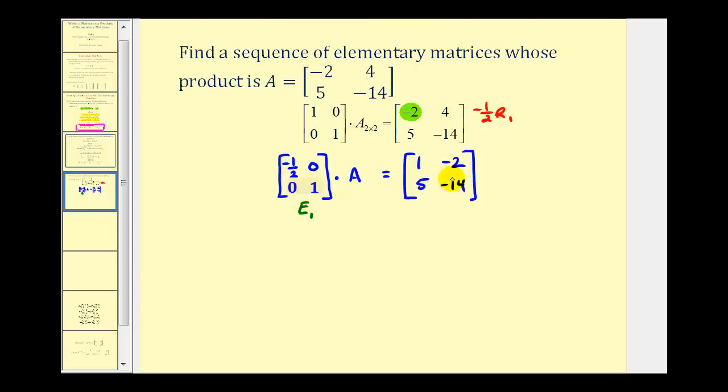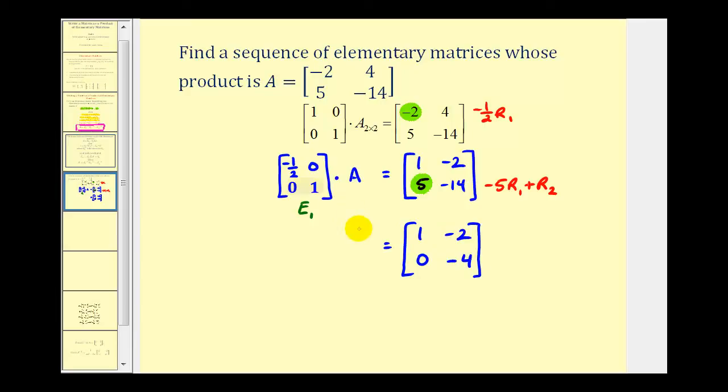Now on the right side, if we want this element here to be 0, we can replace row 2 with negative 5 times row 1 plus row 2. The first row stays the same. Second row, negative 5 times 1 plus 5, that's 0. Negative 5 times negative 2, that's positive 10, plus negative 14, that's negative 4.